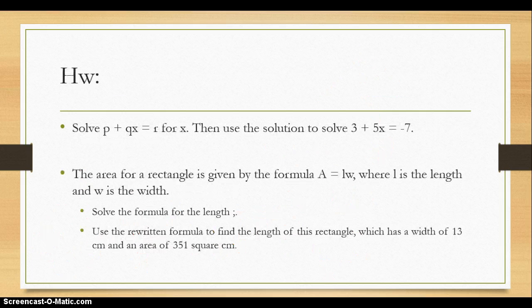So here's our homework. You're going to solve p plus qx equals r for x, then use the solution to solve 3 plus 5x equals negative 7. So there are 2 parts: solve this first, and then use this equation to solve it.